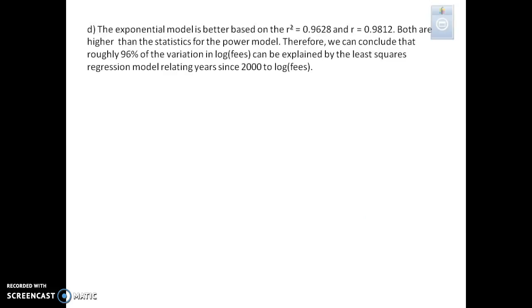The exponential model is better because here I'm actually comparing the R squared and the R to the other model. The exponential model, which is the first one that we ran, where we only took the log of y, appeared to give us a stronger model. So I think it does a better job at linearizing the data. Both are higher than the statistics for the power model. Therefore, we can conclude that roughly 96% of the variation in log of fees can be explained by the least squares regression model relating years since 2000 to log of fees. Remember, this is not linear between years and fees. It's linear between years since 2000 and log of fees.